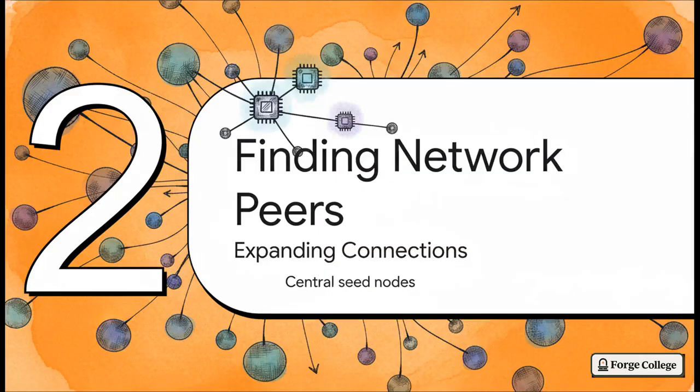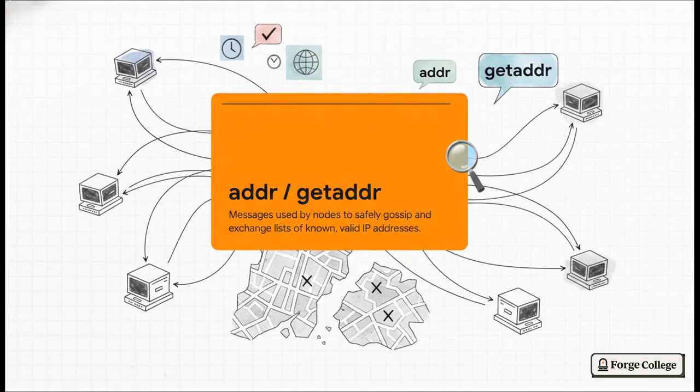Moving on to part 2, finding network peers and expanding those connections. Now, relying entirely on a few central seed nodes forever? Well, that isn't very decentralized, is it? Once that initial bootstrap is done, our node needs to start independently expanding its own social circle. It does this using two specific protocol messages, addr and getaddr. It's basically a polite networking event. Your node turns to a peer it just met and says, "Hey, who else do you know?" using that getaddr message. The peer then replies with an addr message containing a list of other nodes.